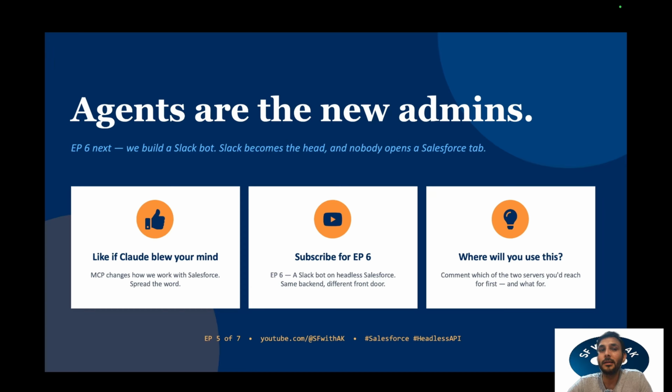So where does that leave us? Agents are the new admins, not because they replace us, but because a lot of what we used to do by clicking, they now do by calling. And the orgs that are ready for that are the ones that took the head off, which is what the last 5 episodes have been for. Next up, episode 6: we are building a Slack bot. And think about what that actually is. After everything we have just done, Slack becomes the head. Someone asks about a deal in a channel and Salesforce answers, and nobody on the team opens a Salesforce tab. Same backend, same API, just a different front door.